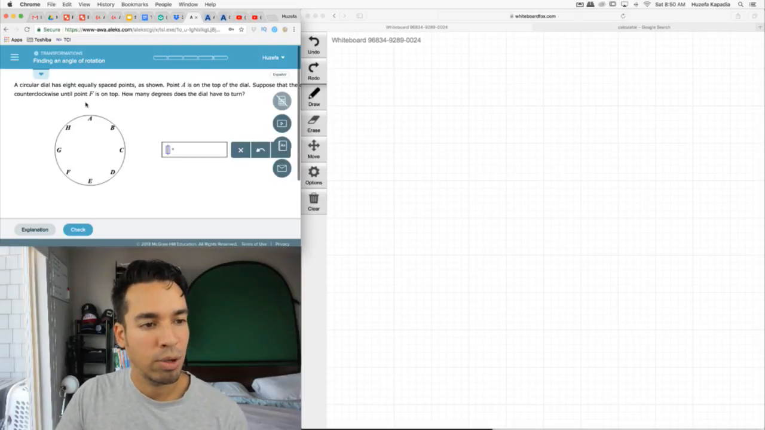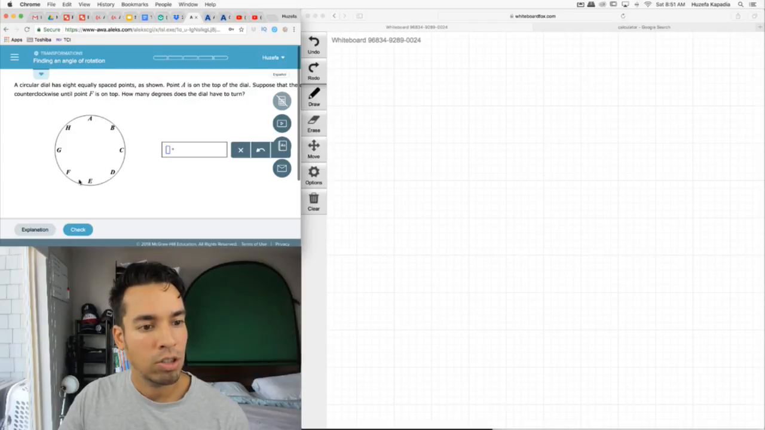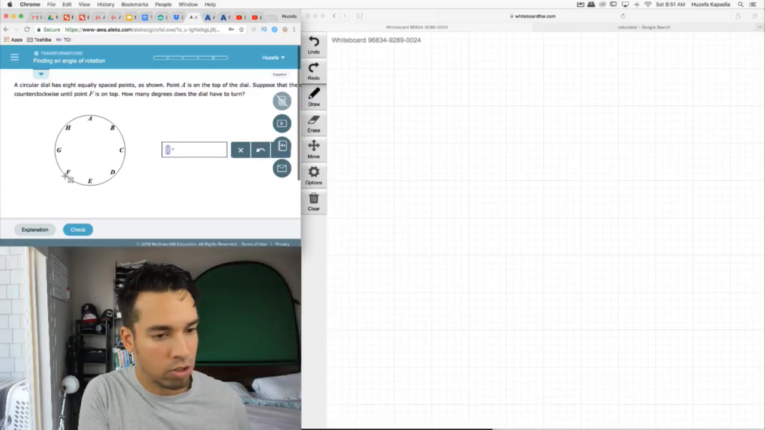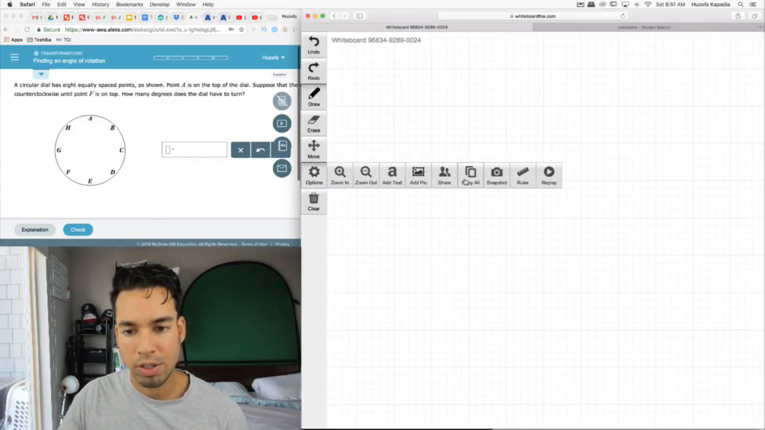Finding an angle of rotation. A circular dial has 8 equally spaced points as shown. Point A is on the top of the dial. Suppose the dial is turned counterclockwise until point F is on top. How many degrees do we have to turn? Okay, so let's take a look at this picture over here.